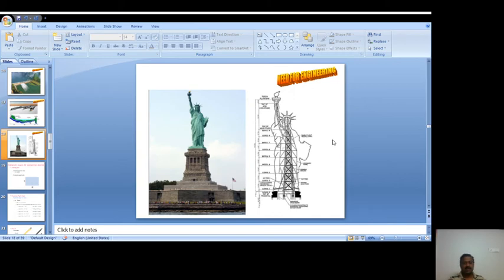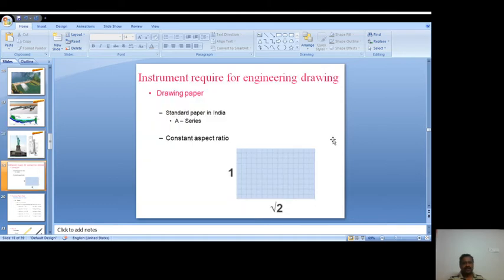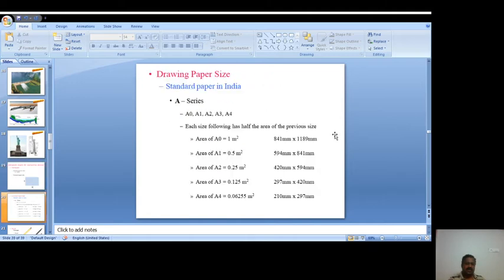We need a drawing with this much height, how much foundation, what is the stability, how the truss members are needed, all calculations. So this drawing needs some instruments. The primary one is the drawing paper. There are standards for the paper. There is the A series with some aspect ratio, there are length and width ratios. Based on that, there are the A series A0, A1, A2, A3, A4.